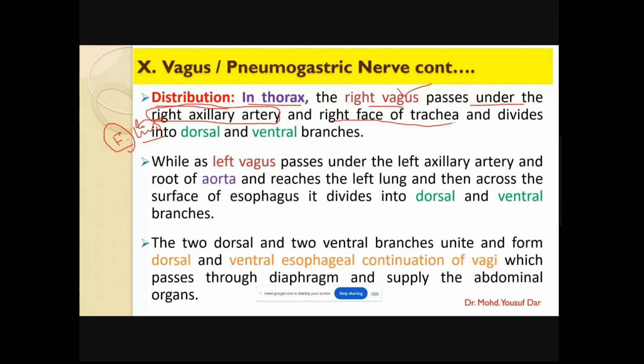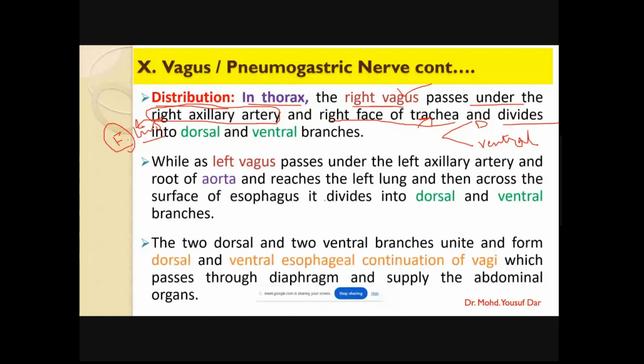Then it reaches the trachea. On the right side of the trachea it runs, and here it divides into two branches. एक हो गया dorsal branch, एक हो गया आपका ventral branch. ठीक है. So ये हो गया आपका right vagus. So thorax में दोनों जाएंगी. राइट साइड से जो right vagus आएगा, then we have left vagus, but here the distribution varies.